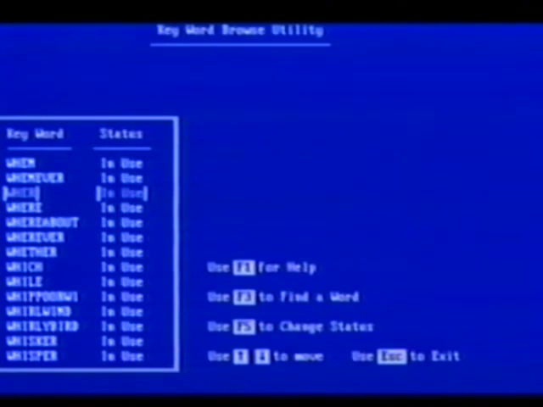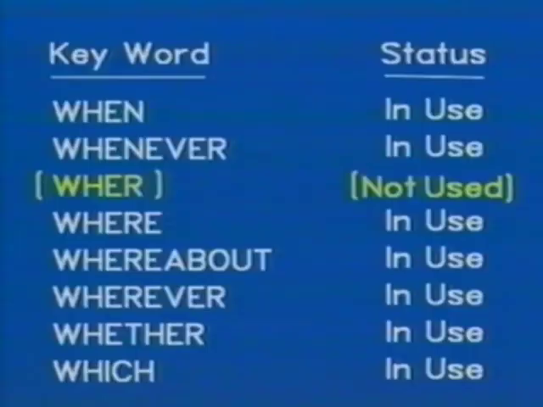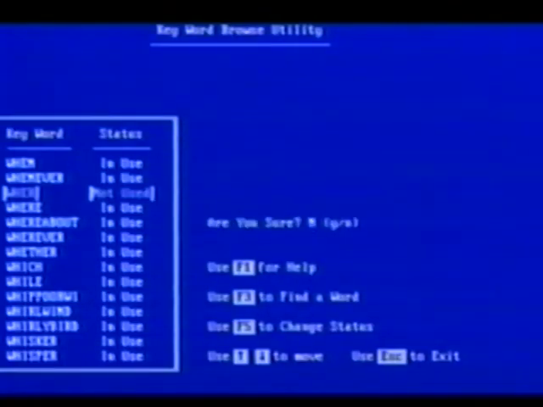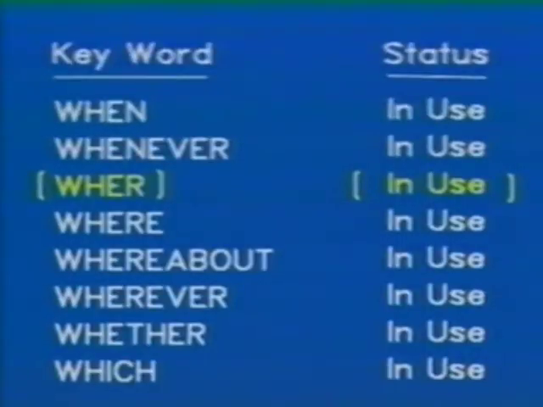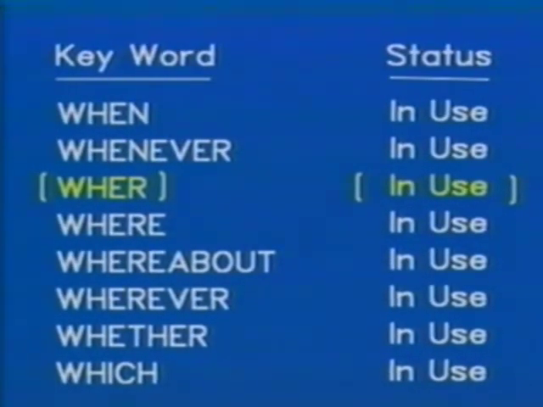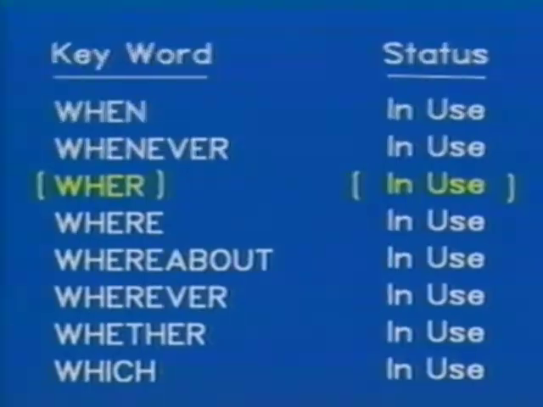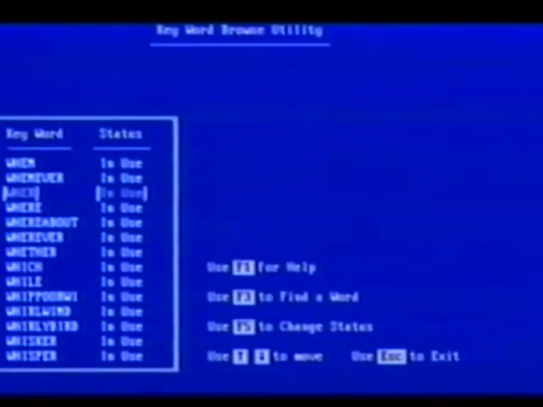We will press F5 to change status. It will ask if we are sure. We'll say yes. And then it will change it so that that word is not used. In order to bring it back and change the status, if we decide we did want to use it, we can say yes. It will say in use, but at this point, it is not linked up to any records. To take it out of use, you just simply change the status. To put it back to in use, you then also have to rebuild keywords for the program to link it up again.